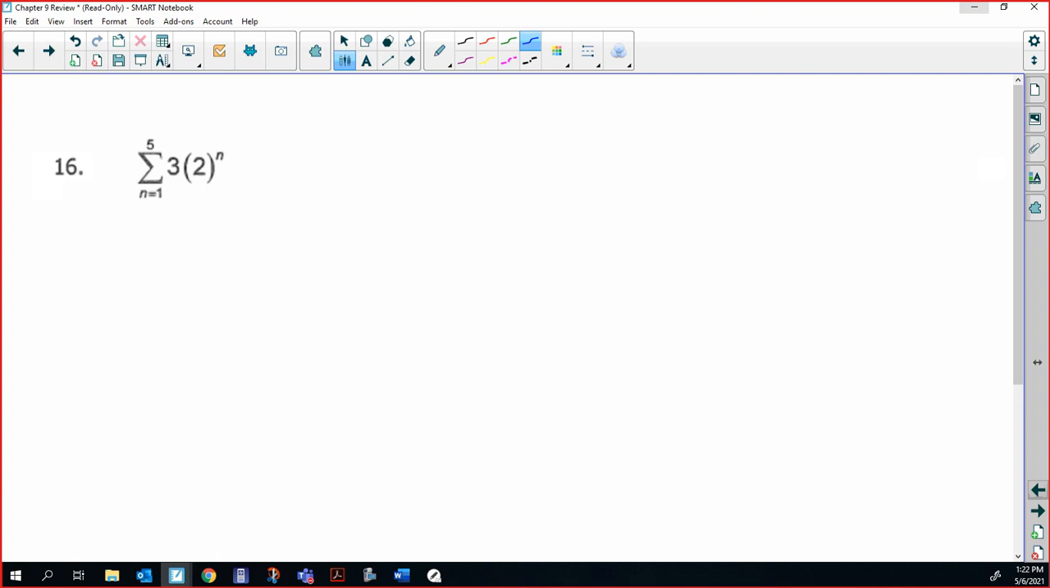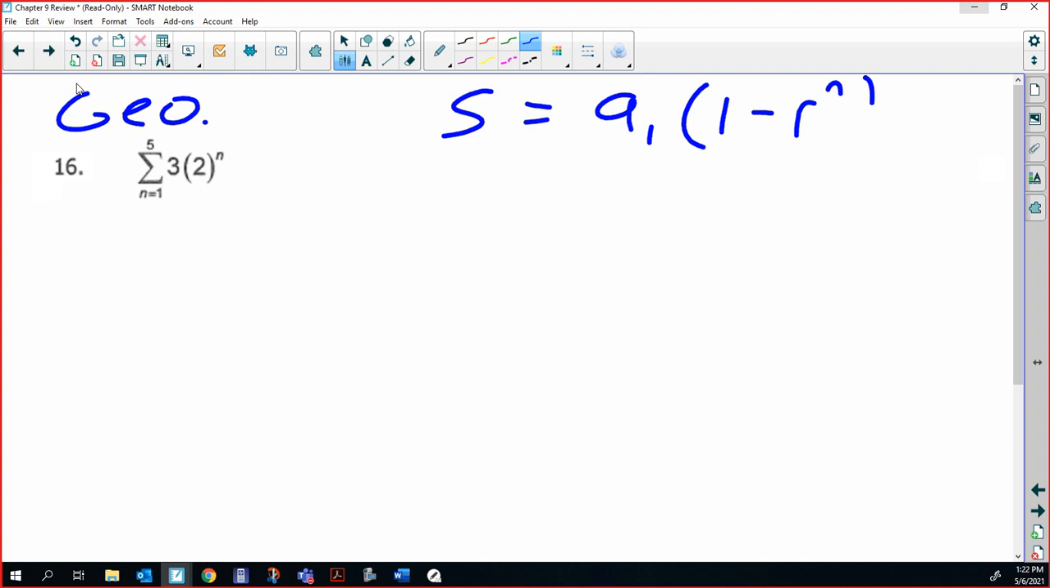Again, we've got the exponent, that means this is geometric. So since it's geometric, our formula for the sum is a1 times 1 minus r to the n over 1 minus r. We need n, a, and r. So plug in 1.